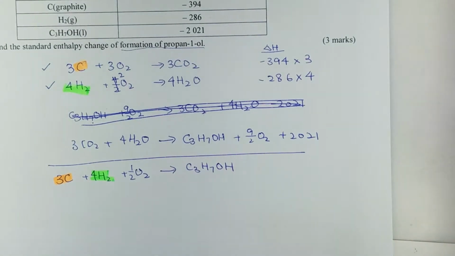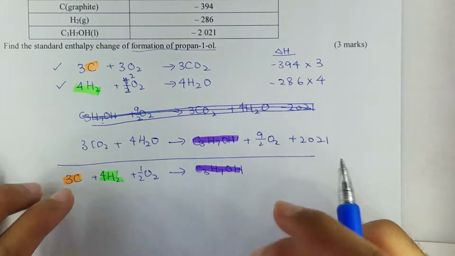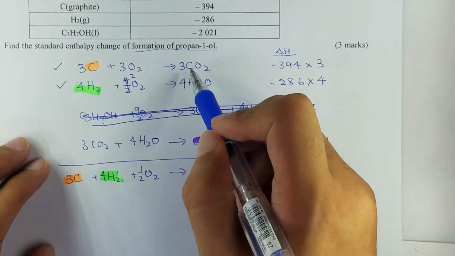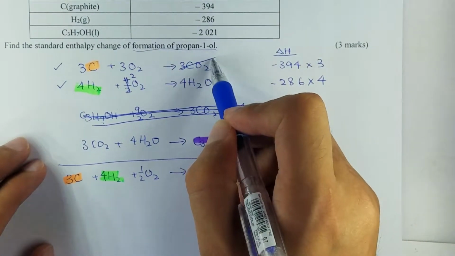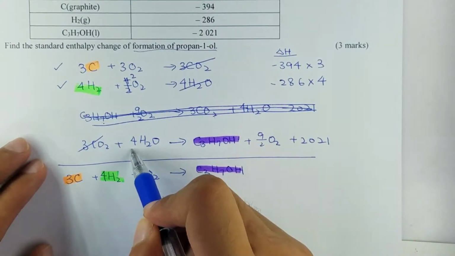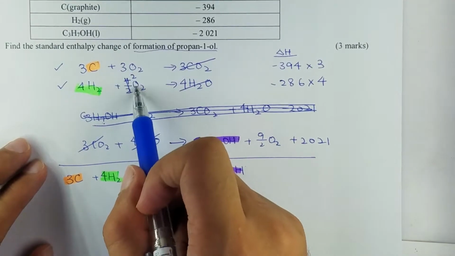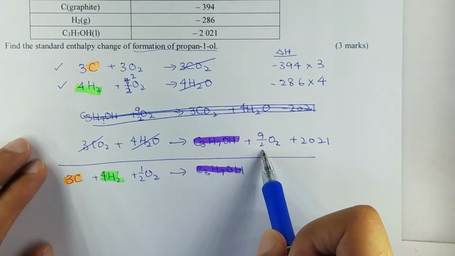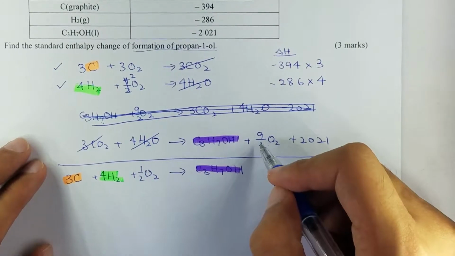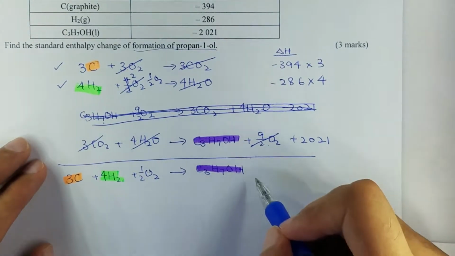Okay, so if you have a look at it, this was on the right side, this will become right side. And now we have to see whether we can delete all the unnecessary stuff. 3 carbon dioxide on the right side, 3 carbon dioxide on the left side. 4 water on the right side, 4 water on the left side. We have 5 water here, and then 9/2 here. So that means 5 minus 4.5, we get 1.5 left. And therefore you get the answer correct.